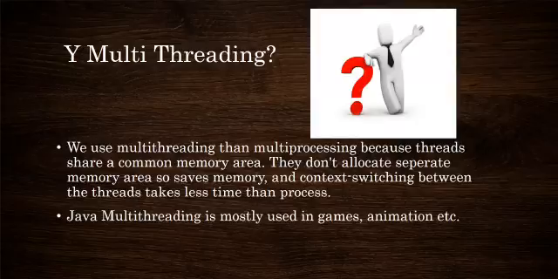So why do we use multi-threading? We use multi-threading rather than multiprocessing because threads share a common memory area. They don't allocate separate memory areas, so it saves memory. And context switching between threads takes less time than between processes. Java multithreading is mostly used in games, animations, etc.